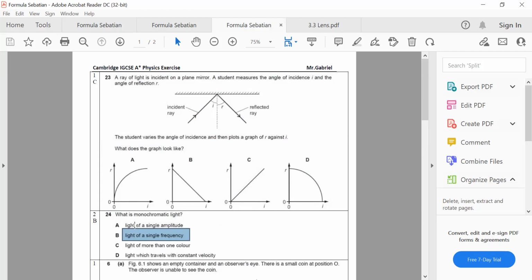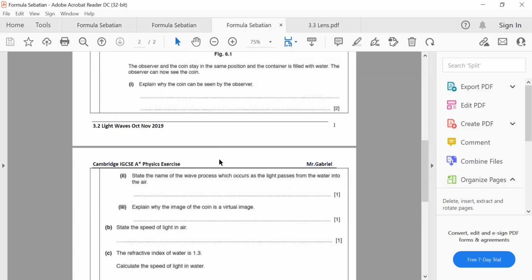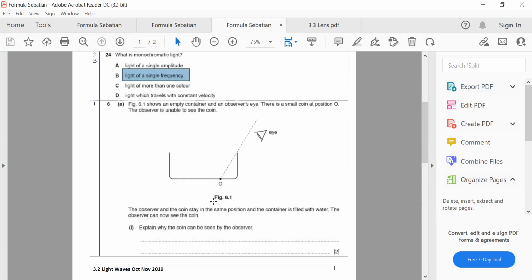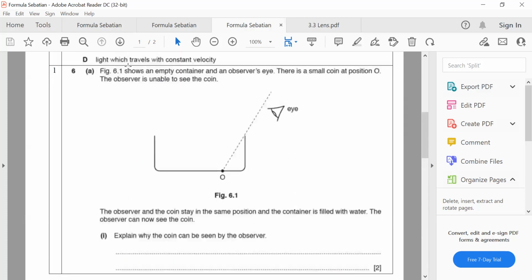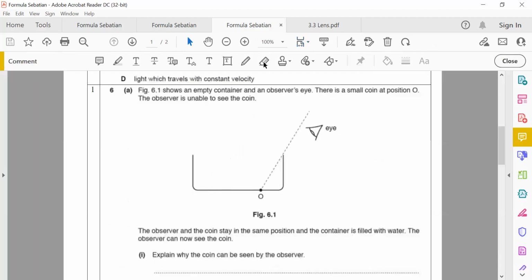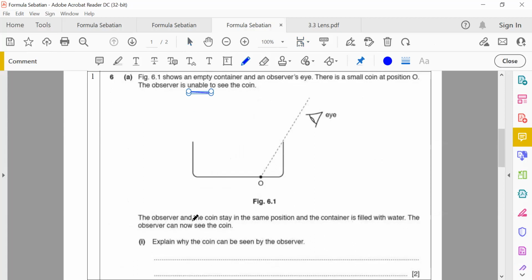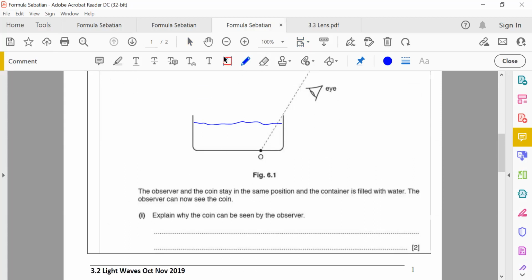Okay. Then yet again, once you're done with that, this last question here. Figure 6.1. Figure 6.1 shows an empty container and an observer's eye. There is a small coin in position O. The observer is unable to see the coin. The observer and the coin stay in the same position and the container is filled with water. It's right now filled with water. The observer can now see the coin. Explain why the coin can be seen by the observer.